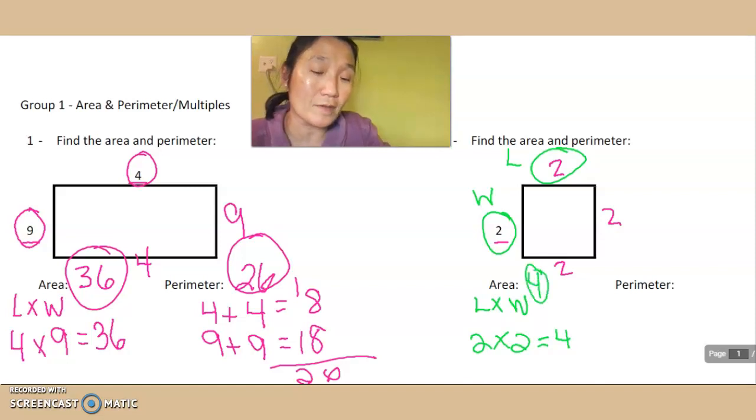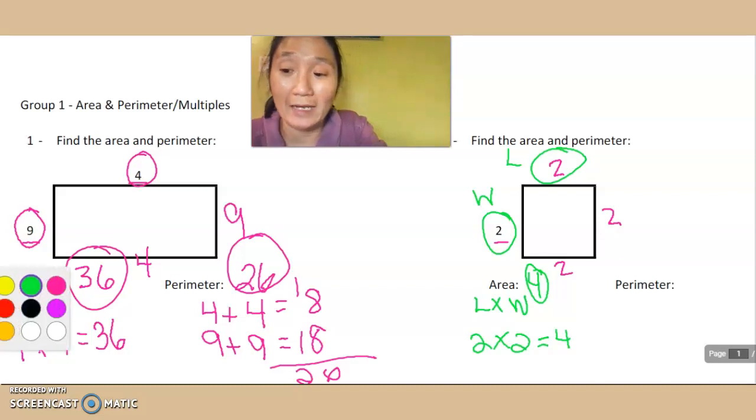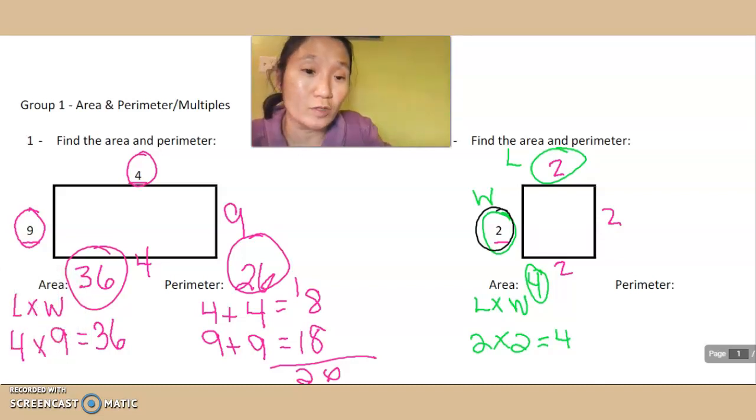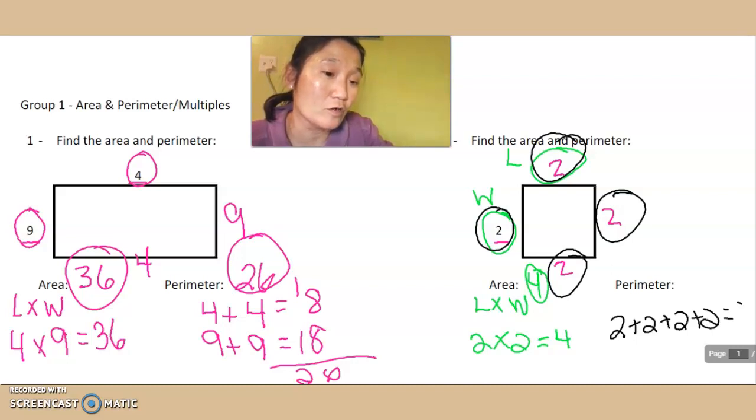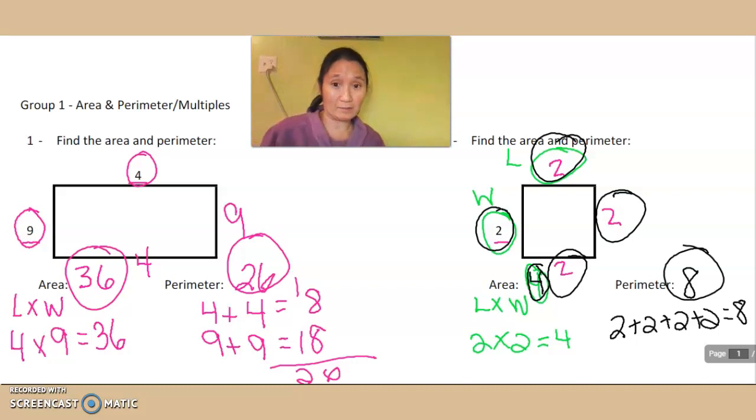Now my perimeter, I just have to add all the sides. So I am going to add 2 plus 2 plus 2 plus 2. I'm going to add all the sides. And that will be 2, 4, 6, 8. So my perimeter is 8. So my area here, my area is 4, my perimeter is 8.